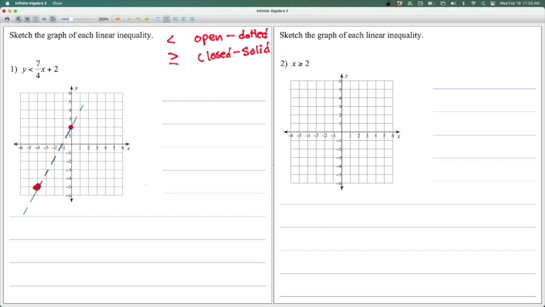Now we're not done though. We're not done. There's also some shading going to happen. Shading? Are we in art class? There we go. I love it.